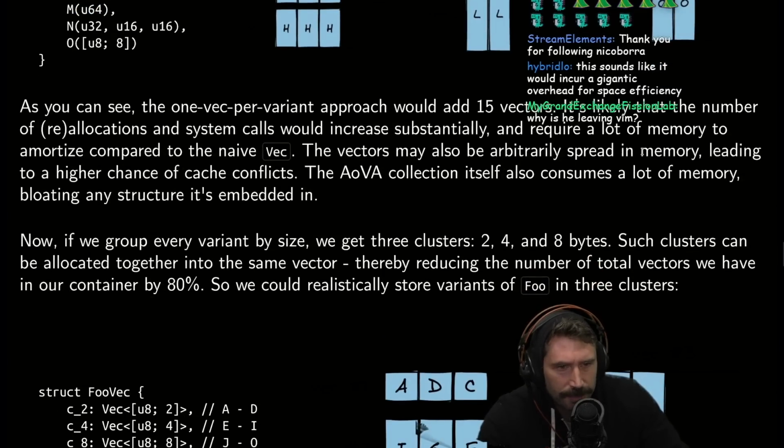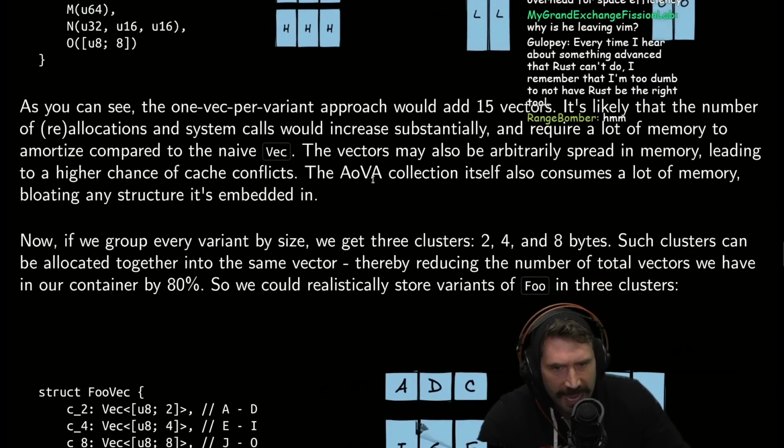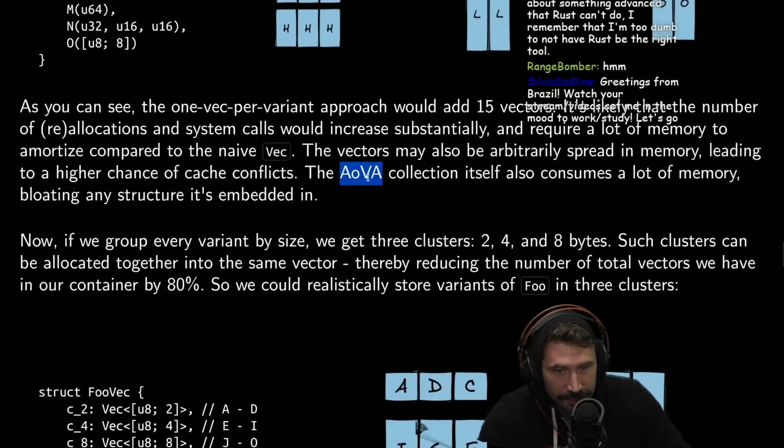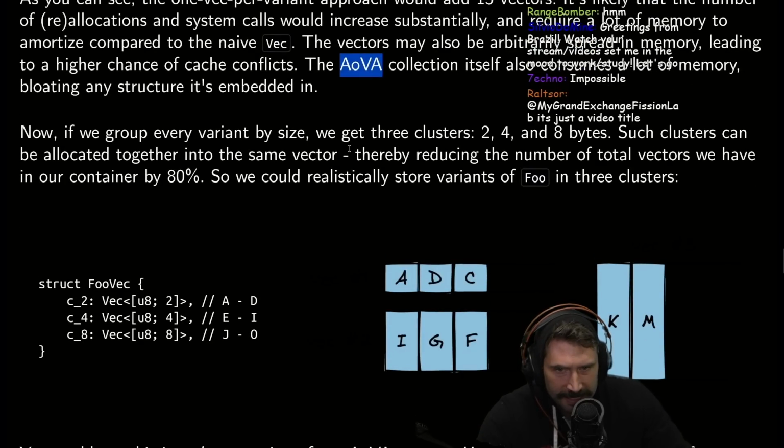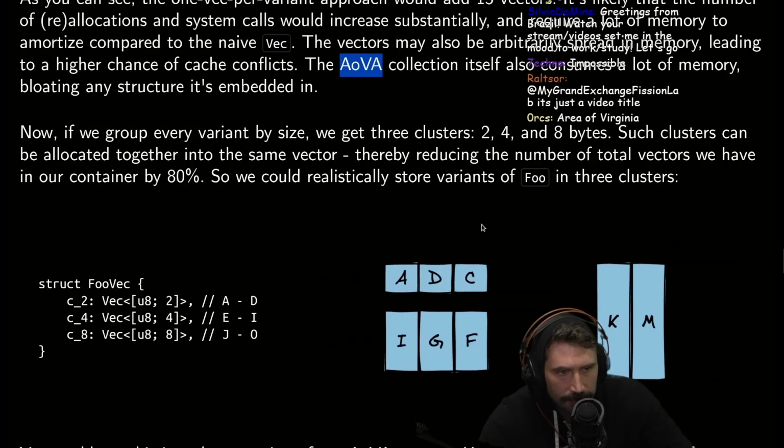The vectors may also be arbitrarily spread in memory, leading to a higher chance of cache conflicts. The AOVA collection, I actually don't know what that is. The collection itself also consumes a lot of memory, bloating any struct it's embedded in. Now, if we group every variant by size, we get 3 clusters: 2, 4, and 8 bytes. Such clusters can be allocated together into the same vector, therefore reducing the number of total vectors.